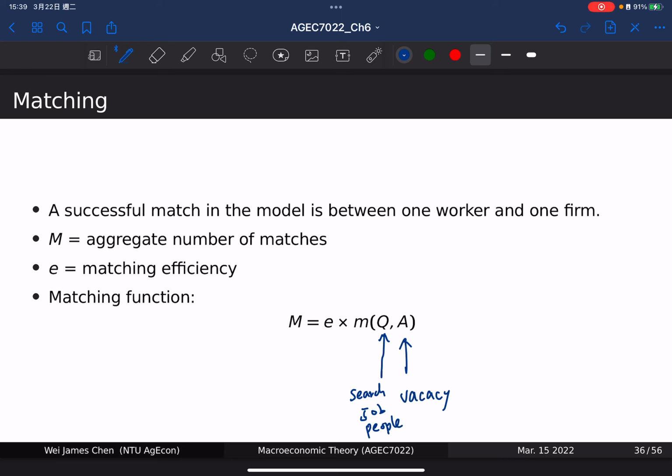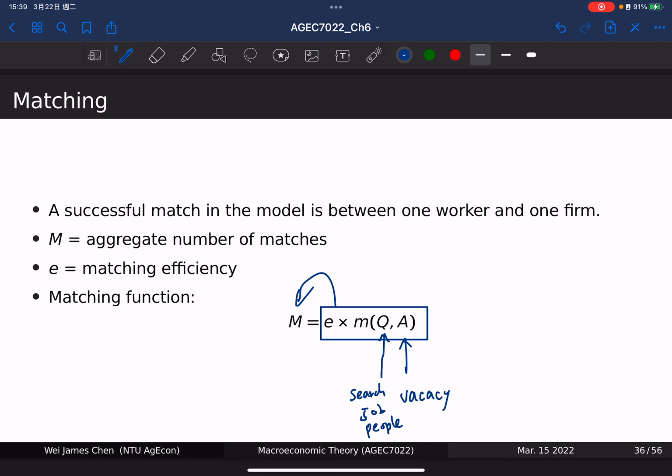So if there are Q people searching for a job and A vacancies, in this model we use a very simple function to decide how many matches there will be. The Q and A will enter a function called a matching function, M. This matching function will then be multiplied by a matching efficiency, E, how efficient the matching will be. High efficiency means that most jobs will be matched, the vacancy and the person searching for a job will find each other. And then this E times M of Q, A will become the aggregate number of matches.